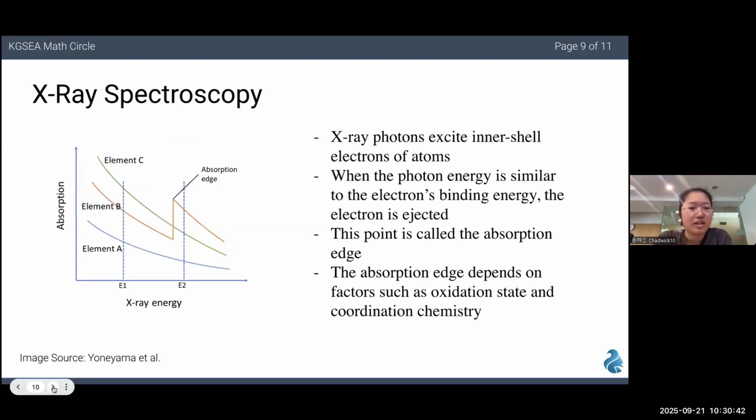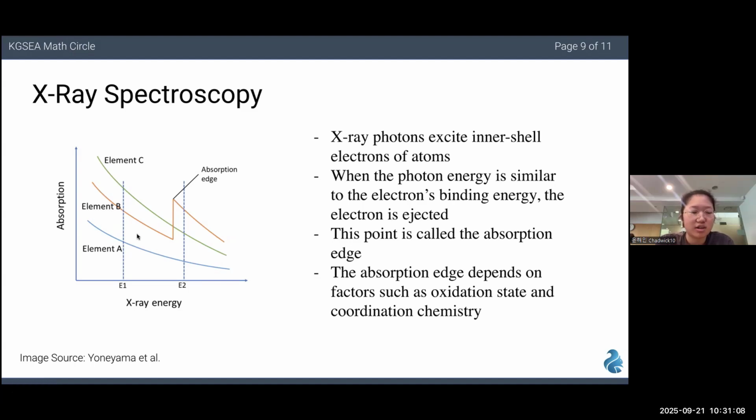The next technique is X-ray spectroscopy. X-ray spectroscopy uses the principle of X-ray photons. When these photons are shined through a certain atom, they excite inner shell electrons of atoms. When this energy is similar to the electron's binding energy to the nucleus, the electron is ejected from the atom, leaving a temporary hole that causes a sharp increase in absorption rates of X-rays.